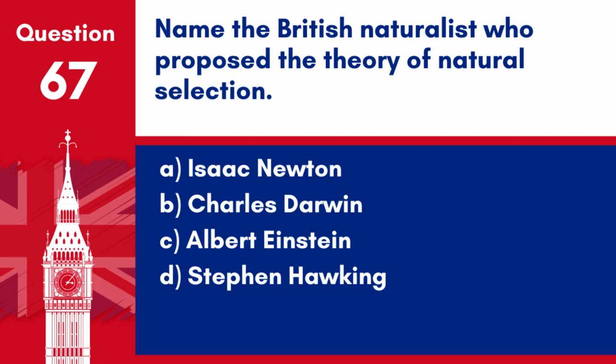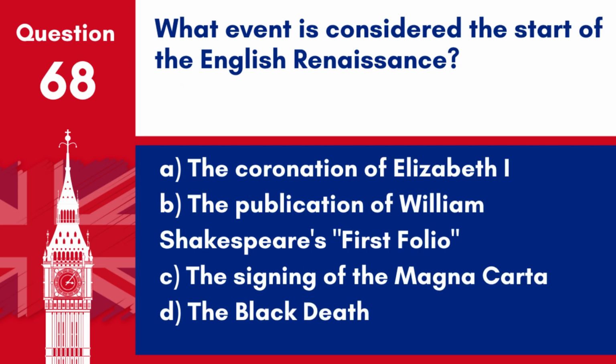A. Isaac Newton. B. Charles Darwin. C. Albert Einstein. D. Stephen Hawking. Answer: B. Charles Darwin. The British naturalist who proposed the theory of natural selection was Charles Darwin. Question 68. What event is considered the start of the English Renaissance?